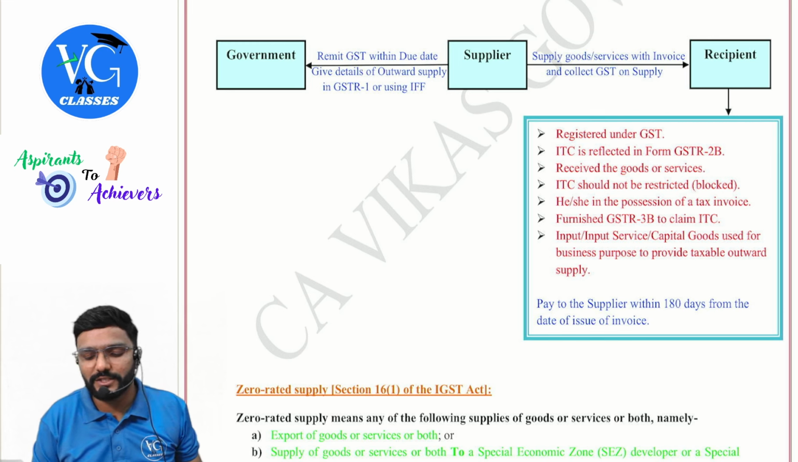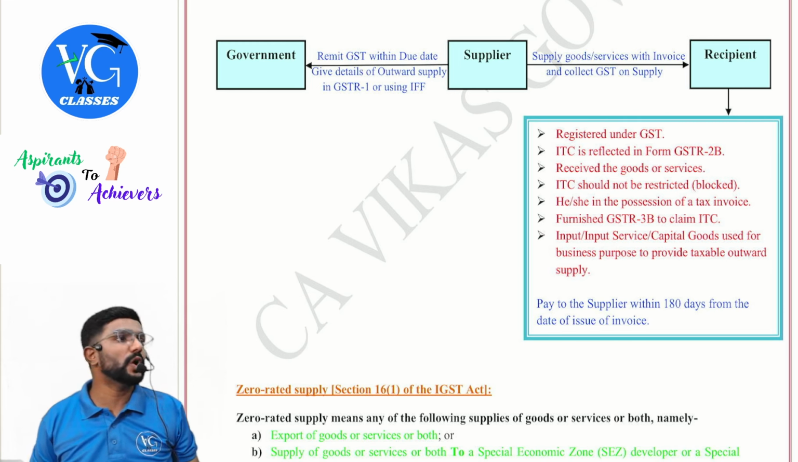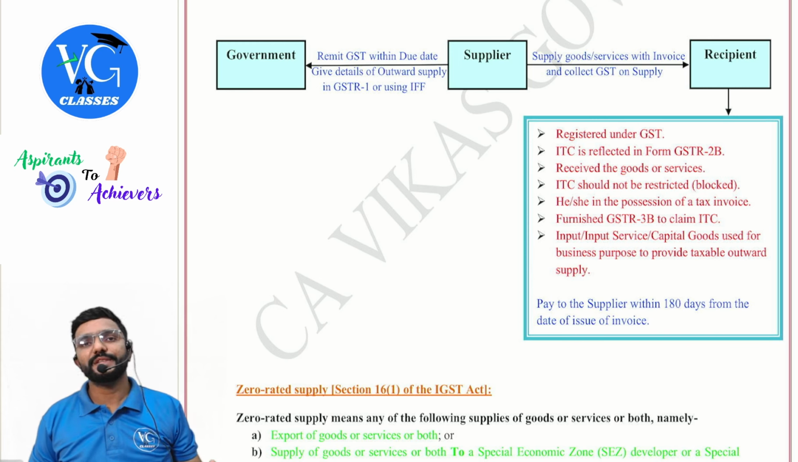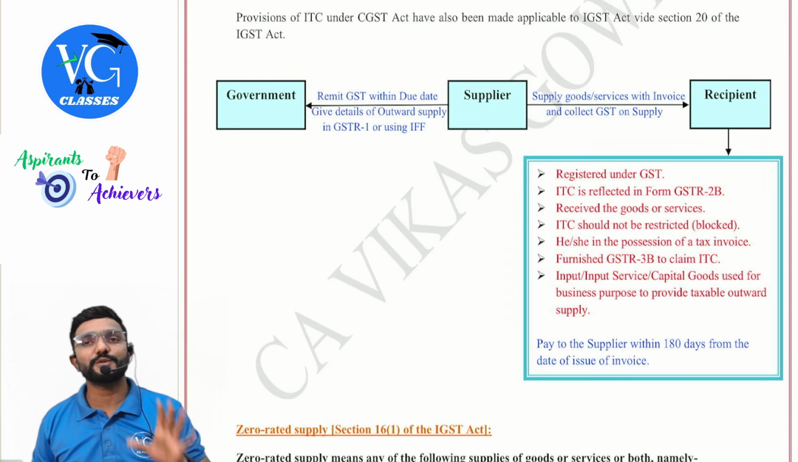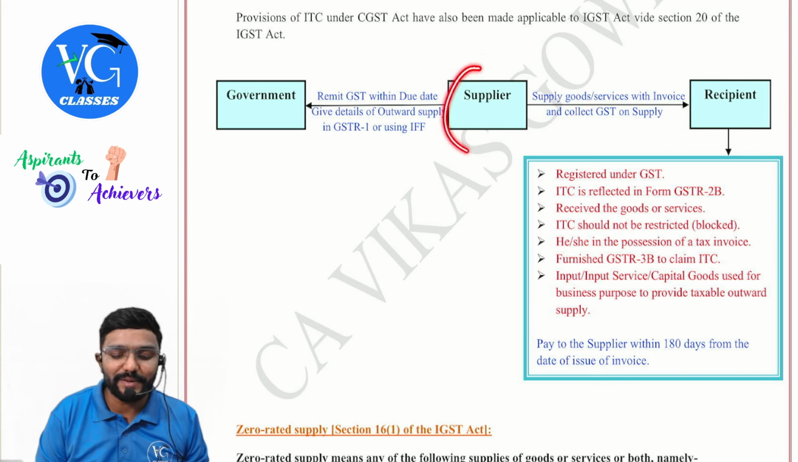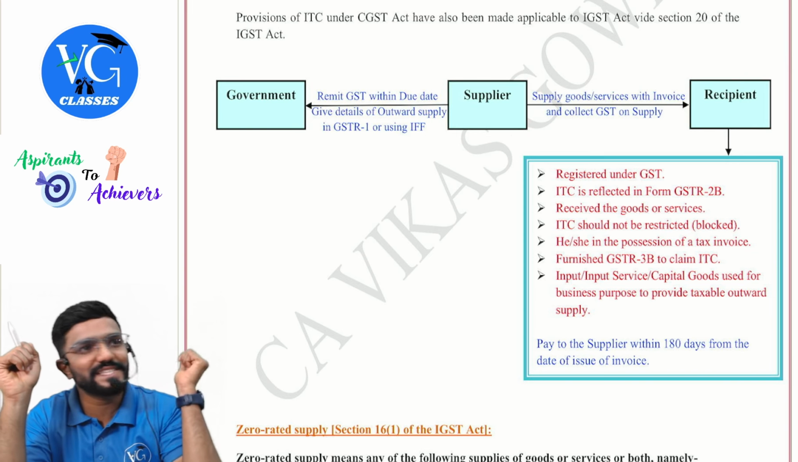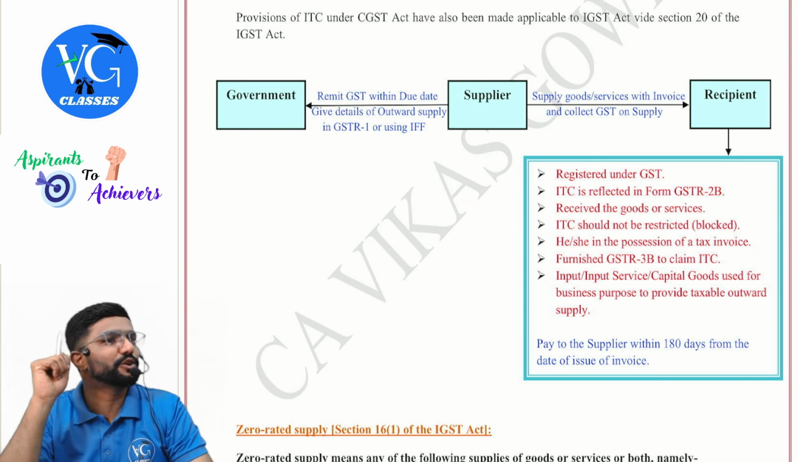There are two conditions here. First of all, it should be used for business, plus it should be used to provide taxable outward supply. Means if my outward supply is exempt, I cannot claim the credit, guys. So these are the conditions which have to be satisfied by whom? Recipient. Actually, there is one attached condition which the supplier has to fulfill. What is it? He has to give the details of outward supply in his GSTR 1. Only then will it auto reflect to the recipient in his GSTR 2B.